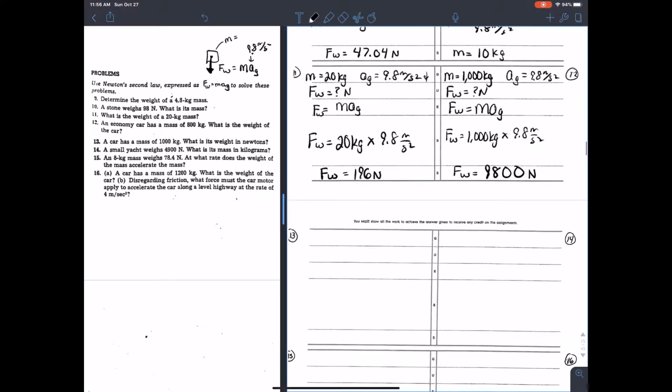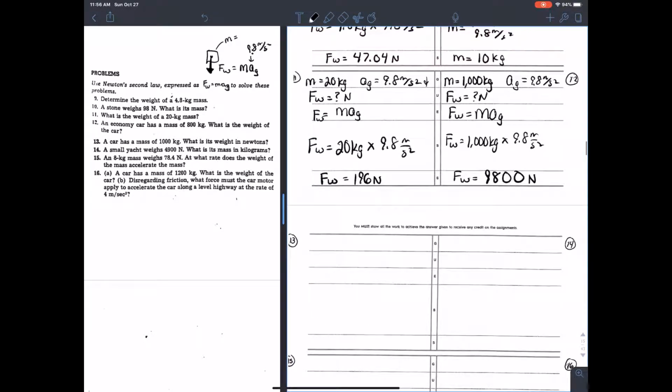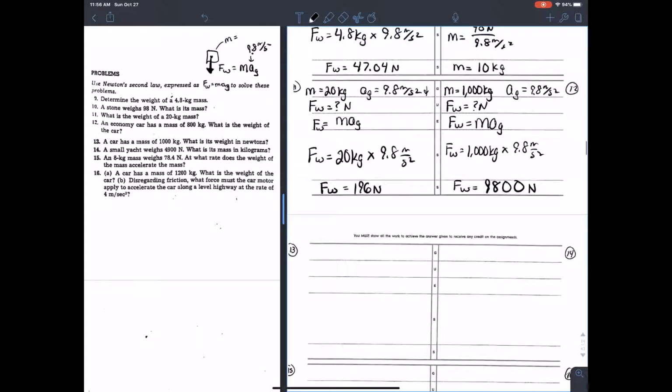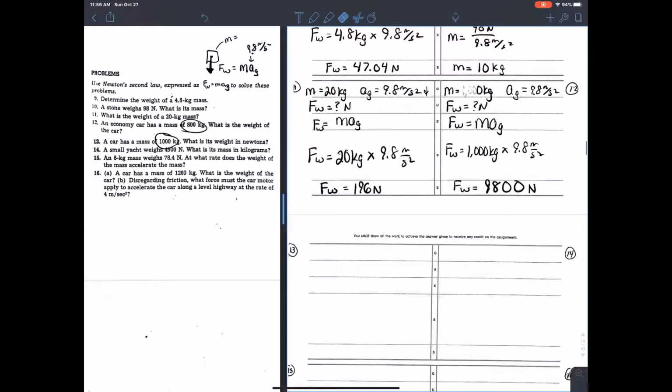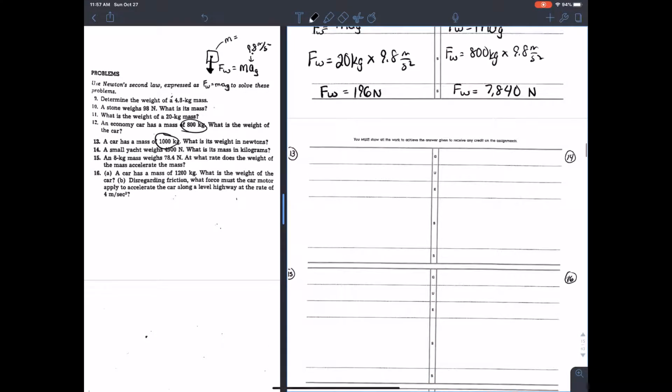Now I see what's going on. Number 12, it wasn't 1,000. That's why it looked kind of strange, because I took the 1,000 from this one, and it should be 800. So let's change this to 800, and we'll change this one to 800 as well. Now this is going to be a little better. I knew something looked a little off. So if I put that into the calculator, 7,840 newtons. All right.